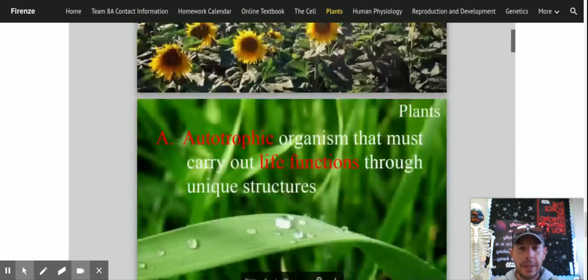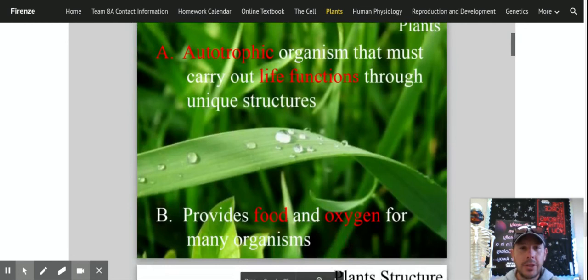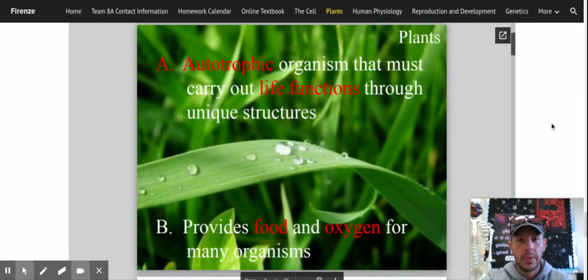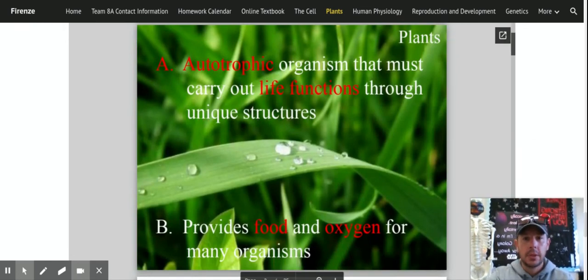Okay, first thing you need to know about plants. Plants are autotrophic. Now, what does that mean? Autotrophic means that plants can make their own food. Okay, they don't need to go hunt. They don't eat. They don't go to McDonald's and have a Big Mac or anything like that. They make their own food in order for them to be able to carry out their life functions.